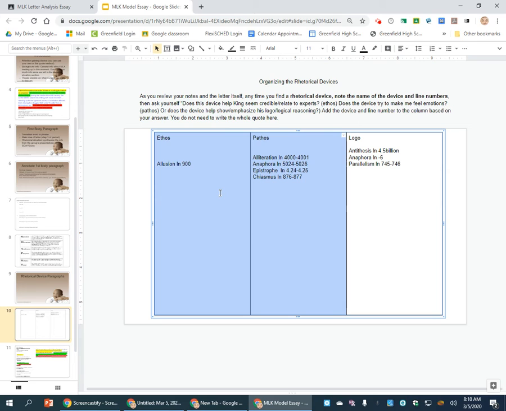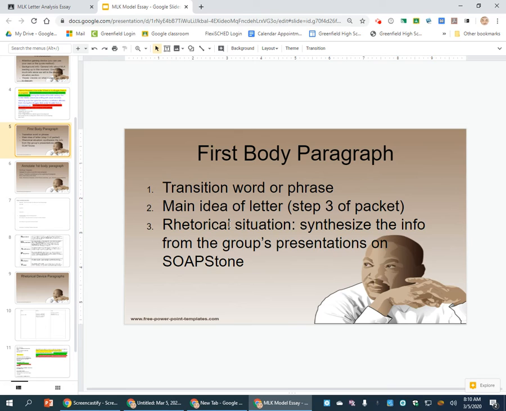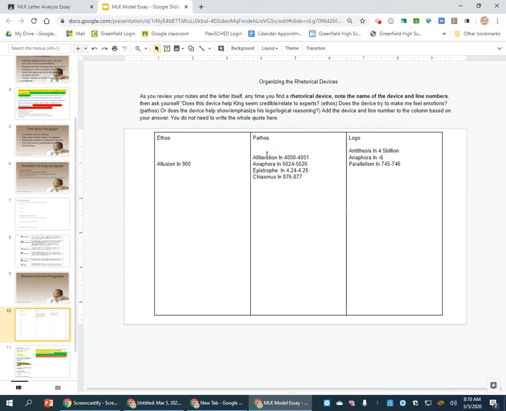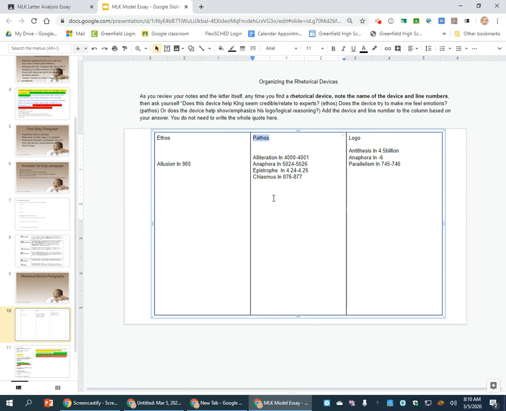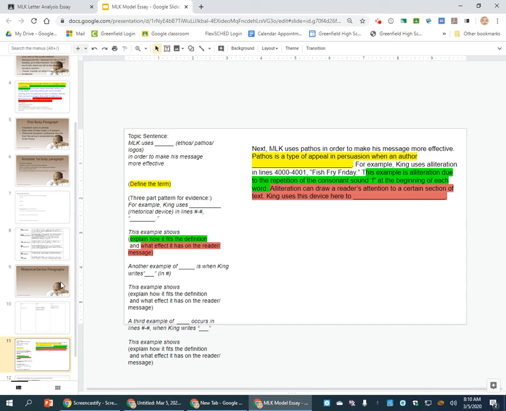We need to have 3 body paragraphs total, and you've already written one over the main idea and the rhetorical situation. So once you have your list, you can look at it and say, well, which one do I have the most evidence for? Oh, in this case, it's pathos. So I'm going to use that to build my first body paragraph.